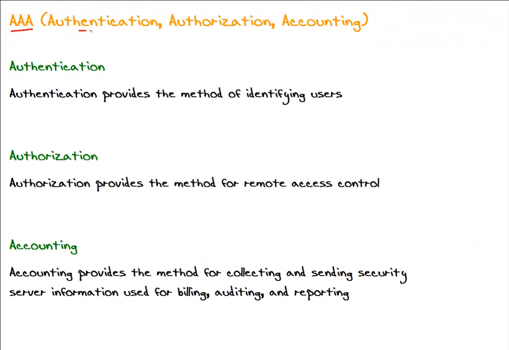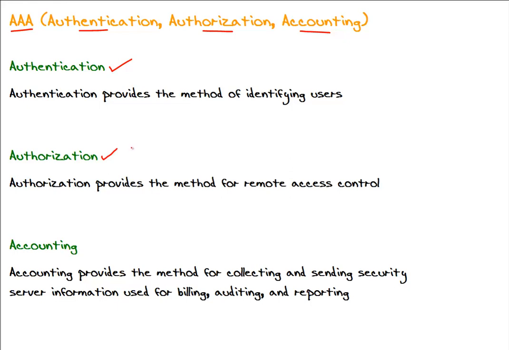AAA, which stands for Authentication, Authorization, and Accounting, is Cisco's platform for configuring these three independent functions in a single, consistent, modular manner. Let's have a brief definition of these functions. Authentication. As we mentioned in the previous lecture, authentication provides the method of identifying users in different ways. What is authorization? Authorization provides the method for remote access control.